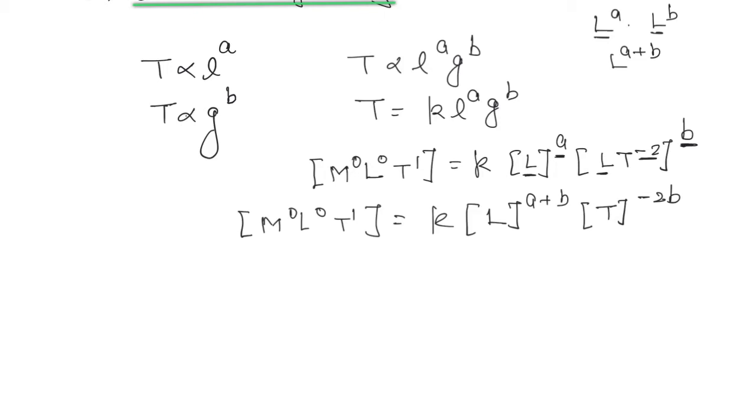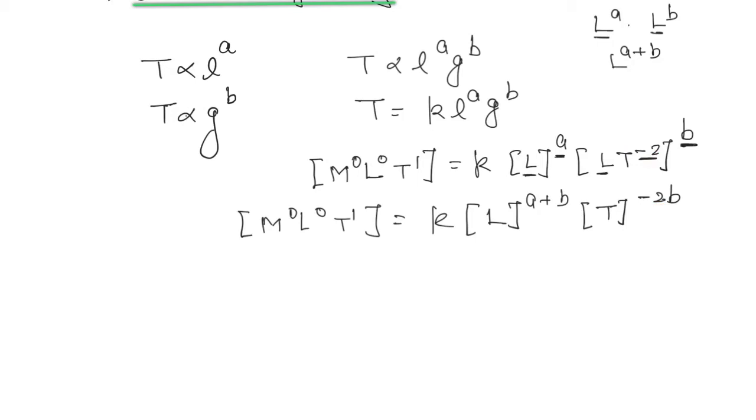Listen, suppose 10 raised to power 2, 10 raised to power 3, what will you get? 10 raised to power 5. So just do the same. Now you can notice one thing, T raised to power minus 2b, and T minus 2 raised to power b.